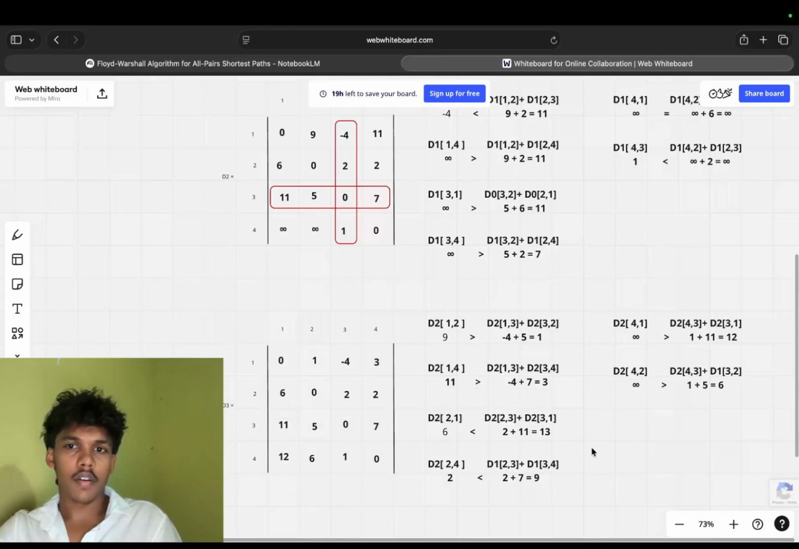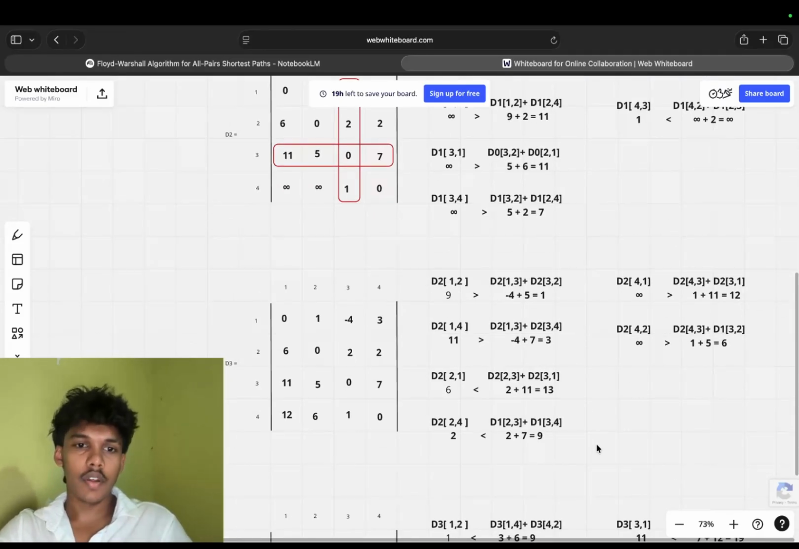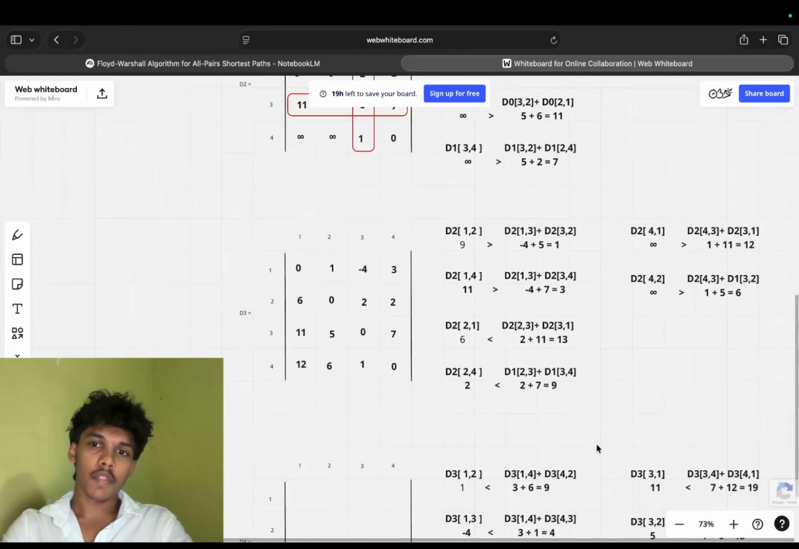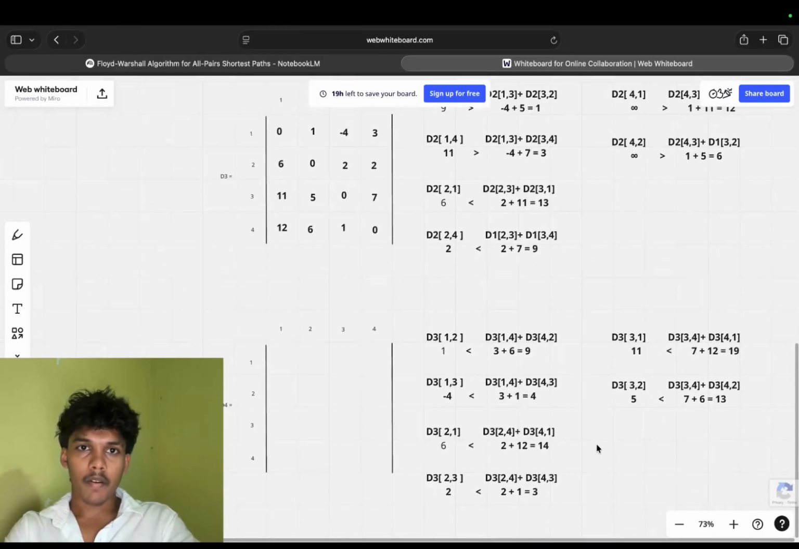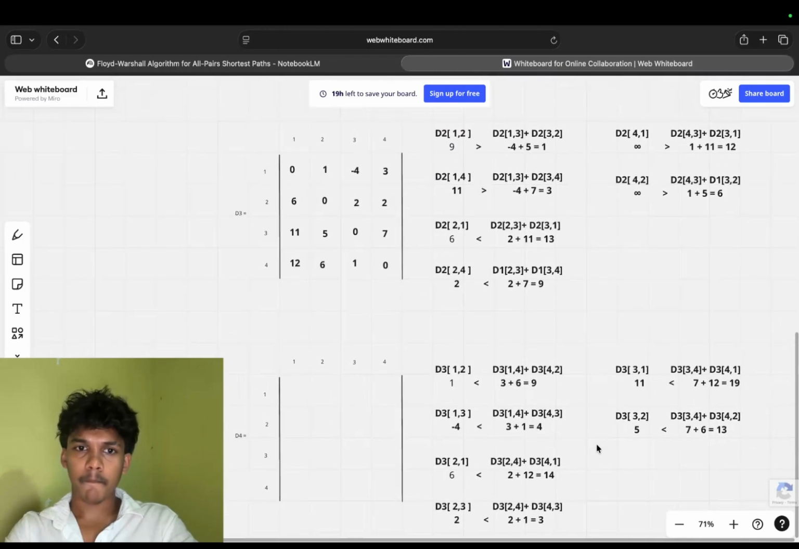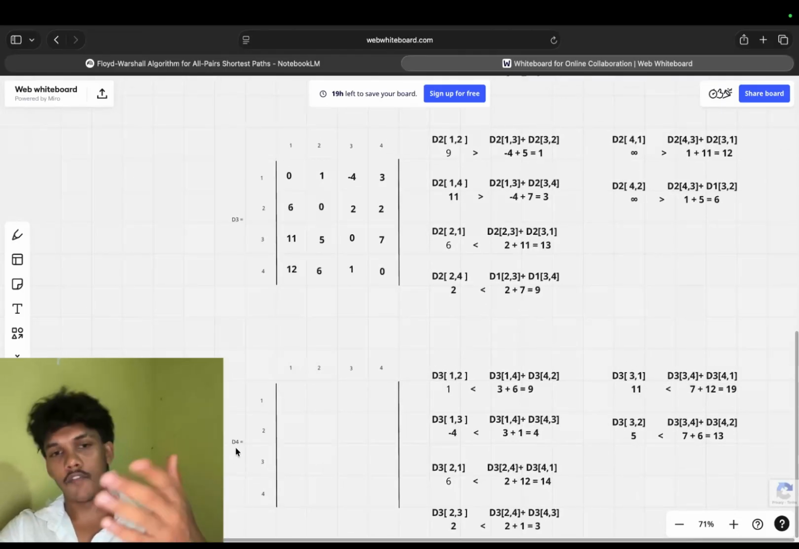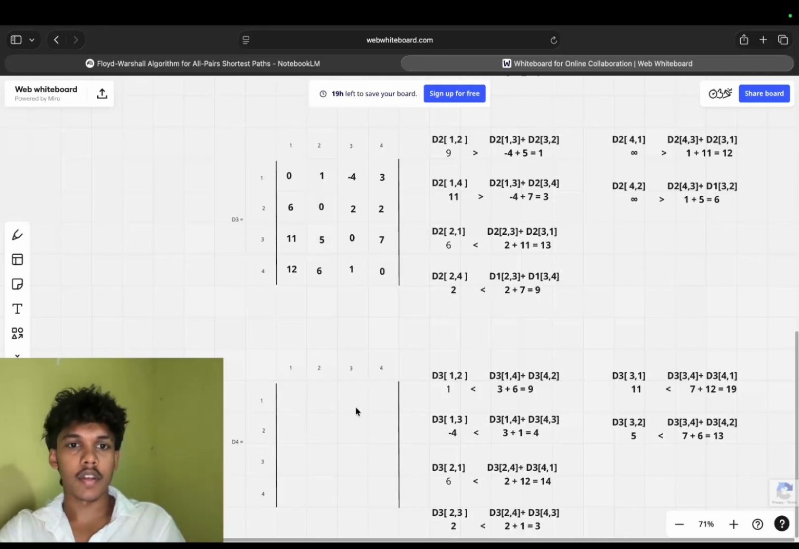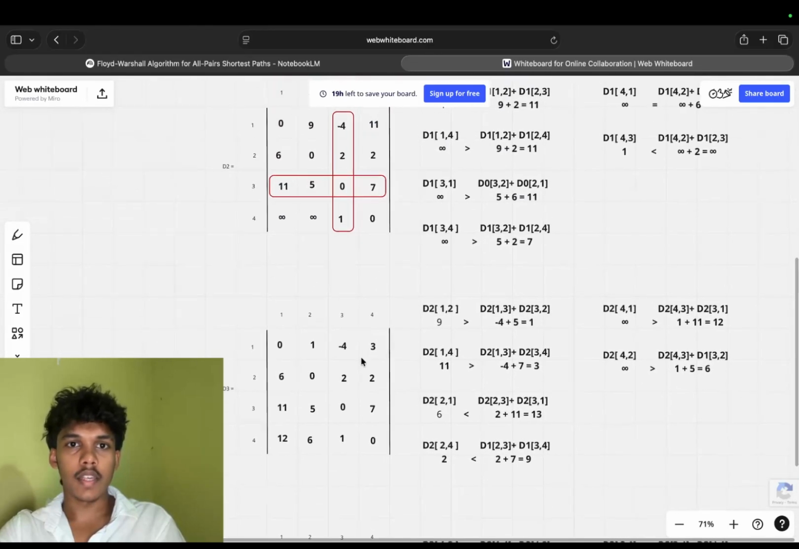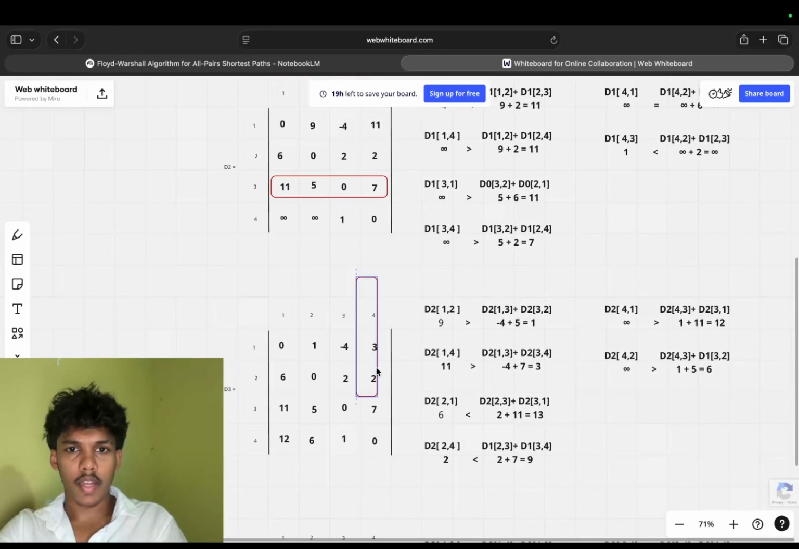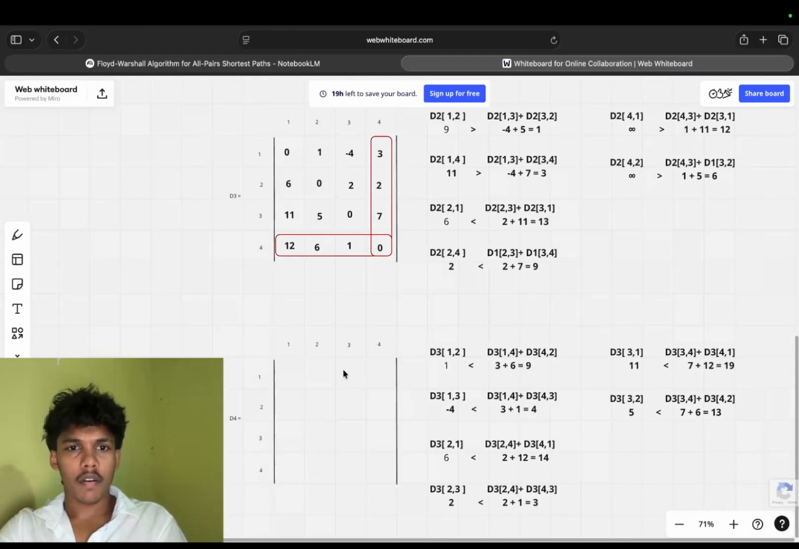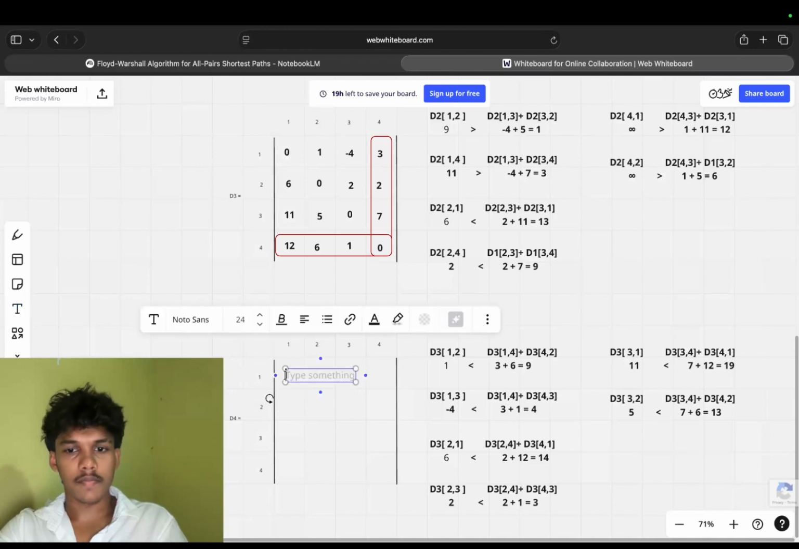Alright. Okay, now we have created our D3 matrix also. So now we can move to our final matrix where we choose 4 as our middle element. Okay, as the previous ones, to fill out the D4 matrix we will refer D3 matrix. Since we choose the 4 as our middle element, we will set the working column and working row as 4 here. Alright, now first I will fill out the diagonal.